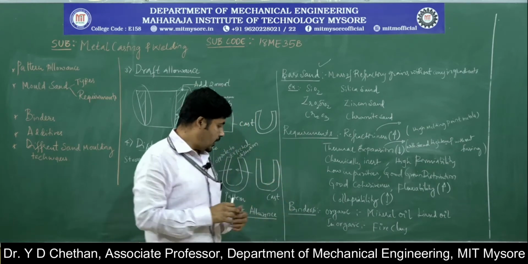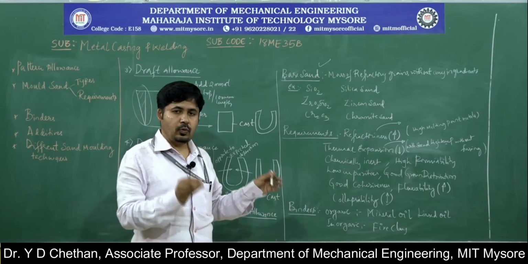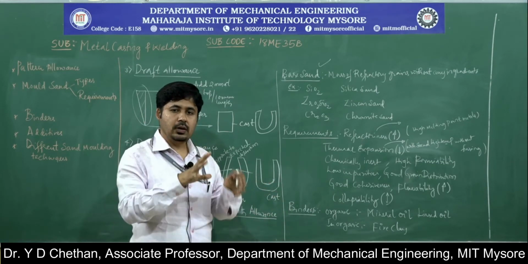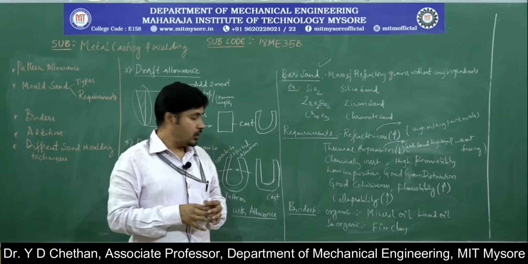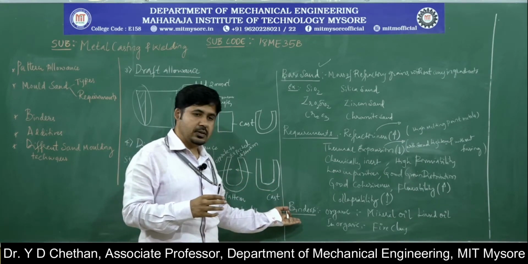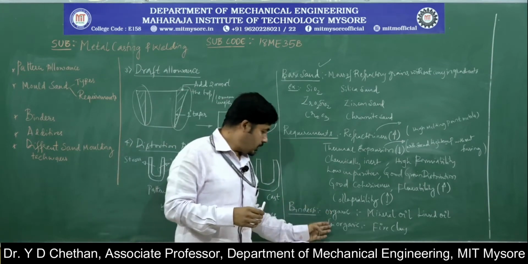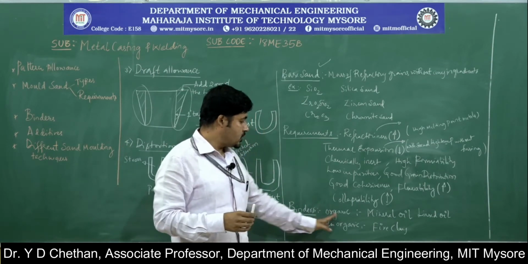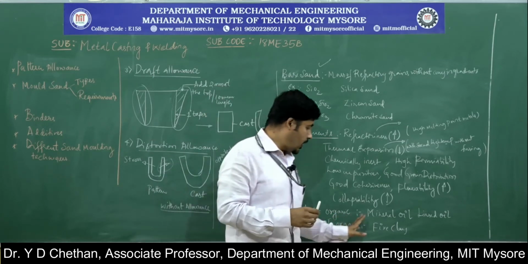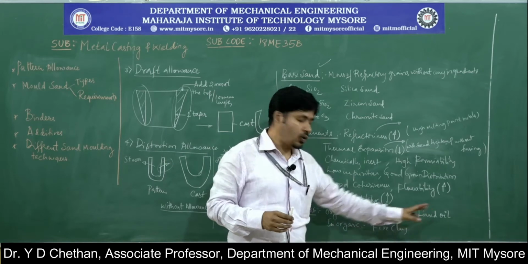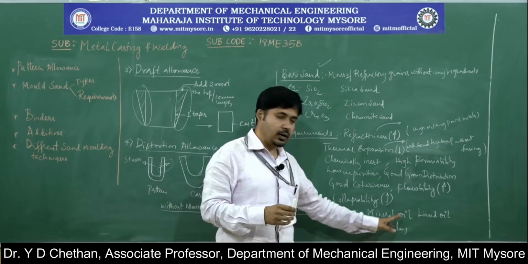The next ingredient is binder. Binder, as the name indicates, is one more ingredient that is added to the sand to impart cohesiveness. It is basically a binding agent that binds the sand particles. There are two different types of binders, organic binders and inorganic binders. Examples of organic binders are mineral oil and linseed oil, whereas among inorganic binders we have fire clay.